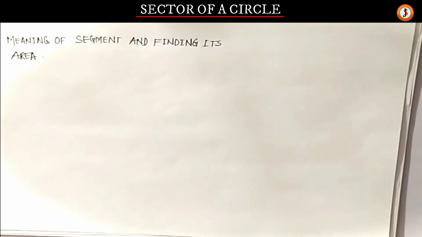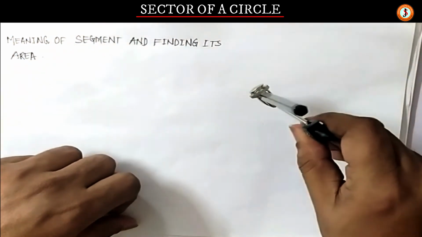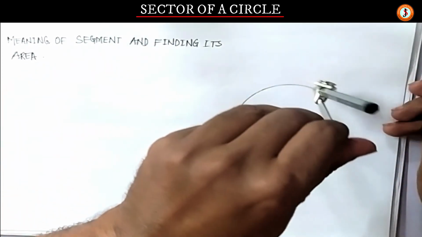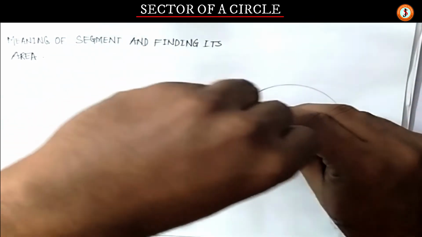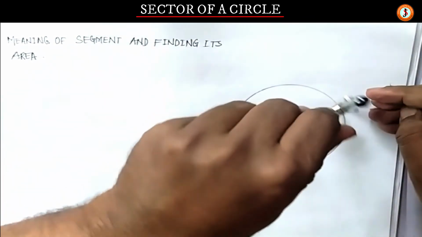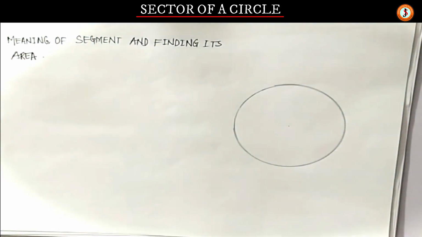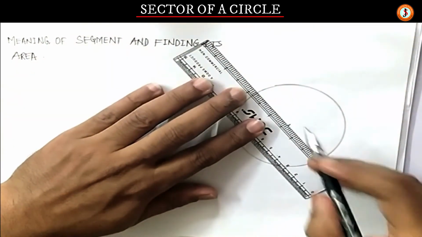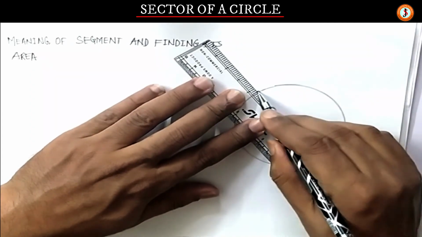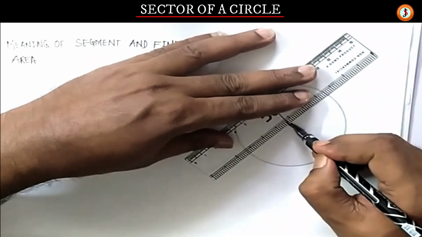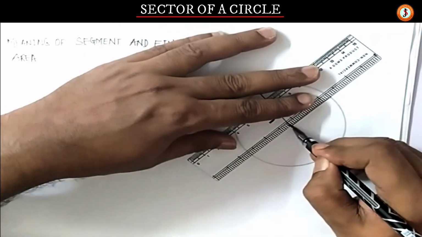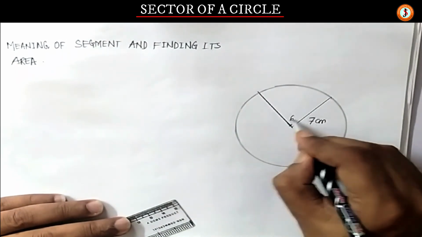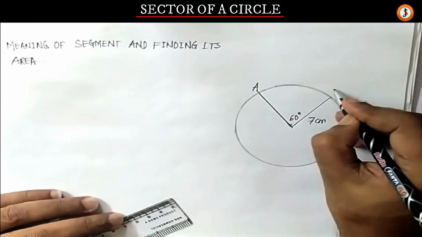So what will happen? Let us see. Suppose I have been given a sector like this. All right, its radius is 7 centimeter, this angle is 60 degree, and they're telling us to find the area of the minor segment.